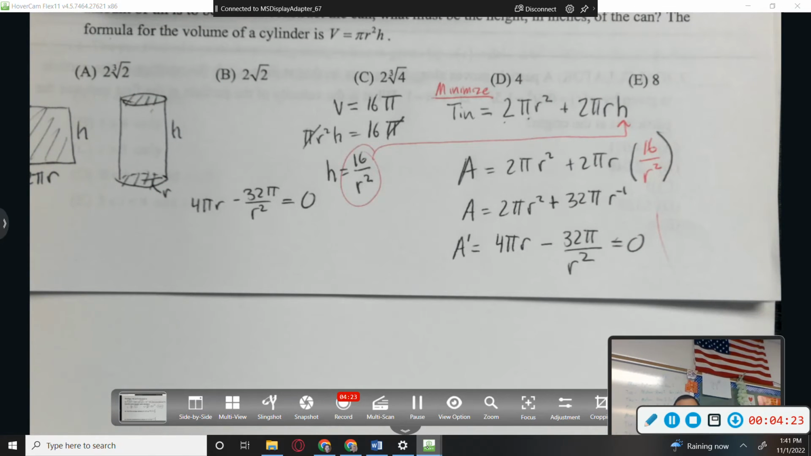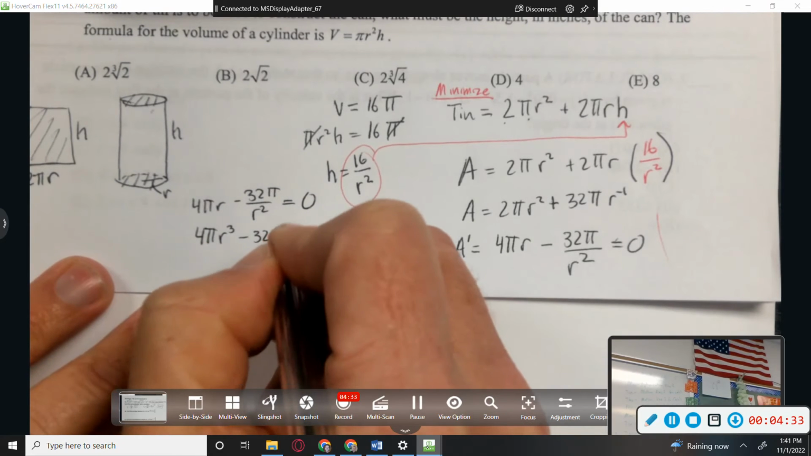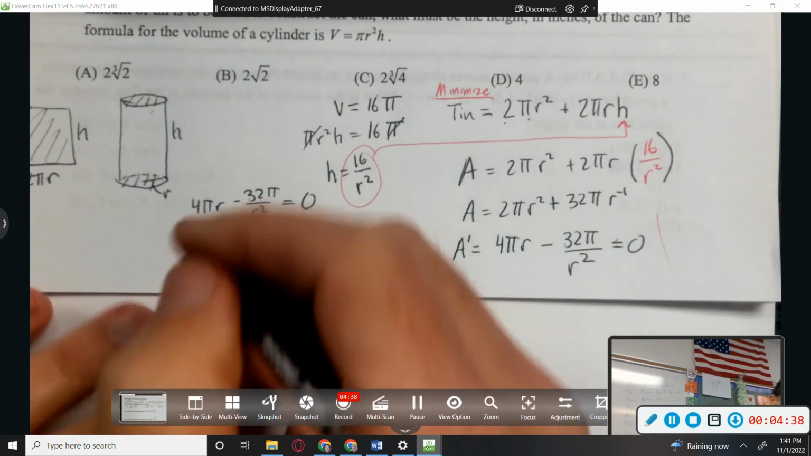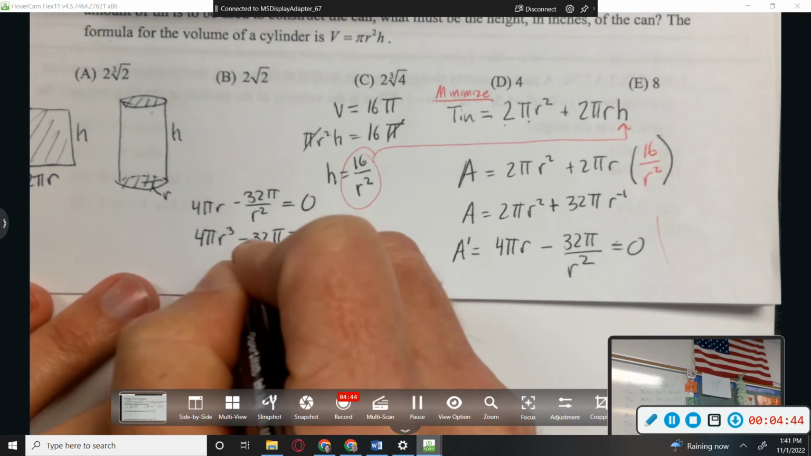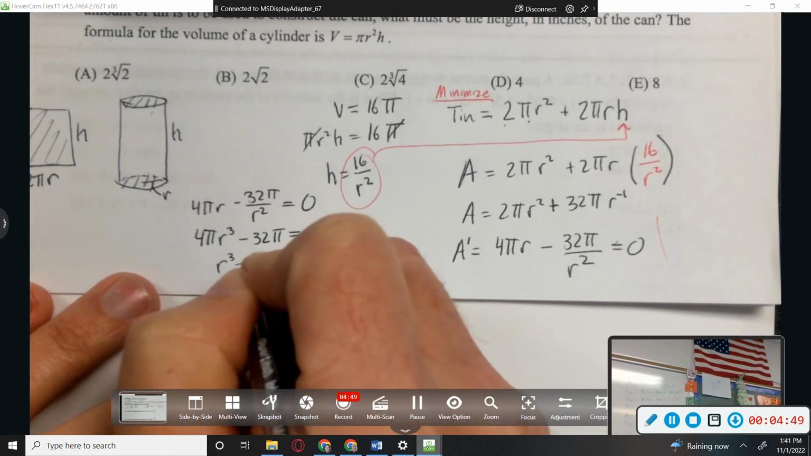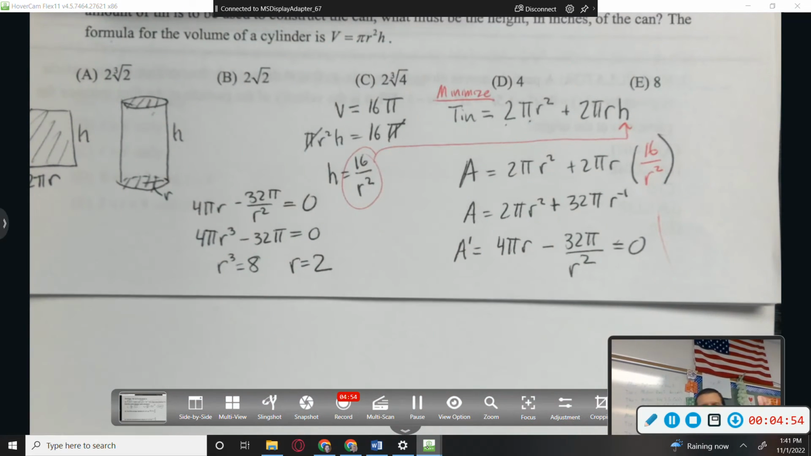What would you like to do to solve that thing? It looks kind of yucky. Yeah, I'd multiply by r squared and get rid of the fractions. So 4 pi r cubed minus 32 pi equals 0. Now, hopefully, we're on the downhill for this thing. How many steps can I do at once? Move the 32 pi over. Divide by 4 pi. Oh, they were kind to us here. r is 2. We should be grateful that's not an answer, because probably people would pick that.